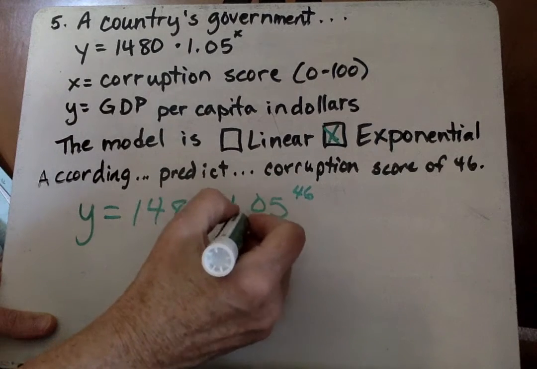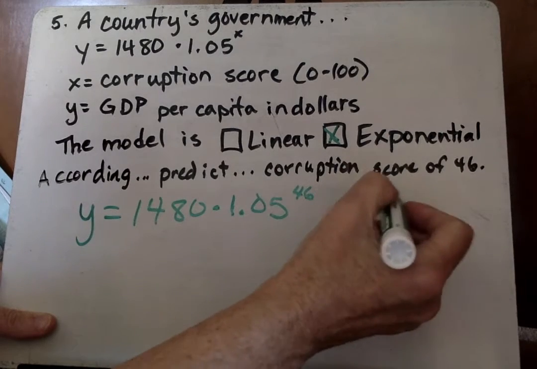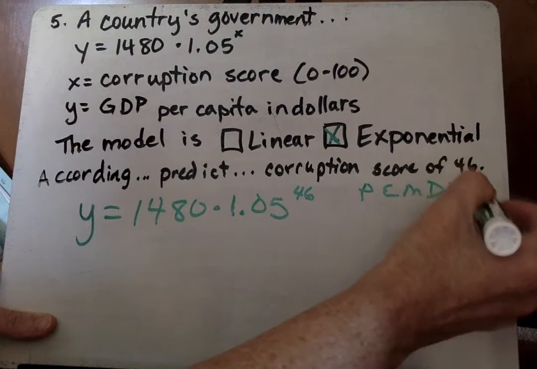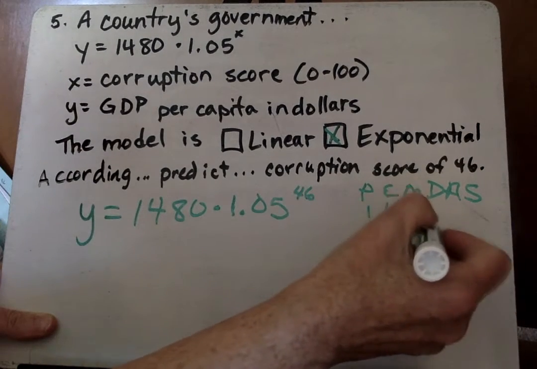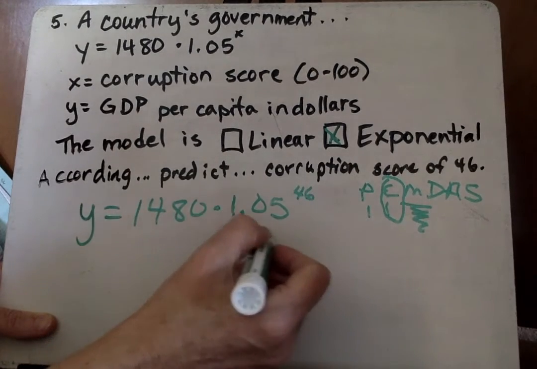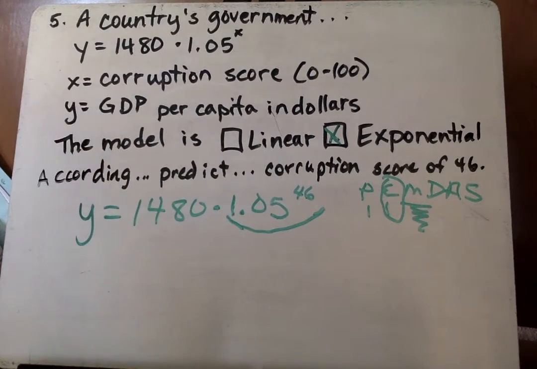Now, we need to remember our order of operations. It's PEMDAS, remember? Please excuse my dear Aunt Sally. Parentheses, exponents, then multiplication and division. So exponents is second. So we have to do this part first before we do multiplication.